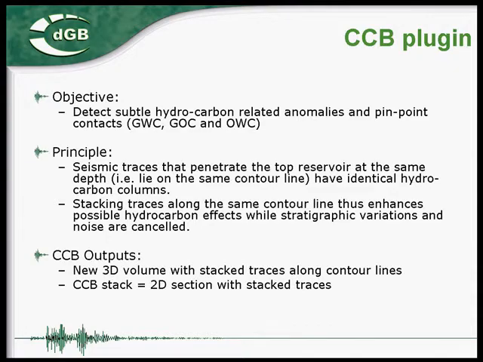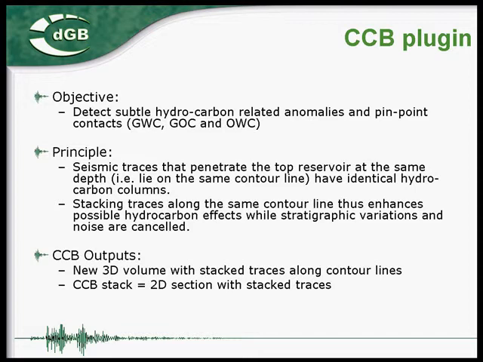to commercialize the technology. CCB is used to detect subtle hydrocarbon-related seismic anomalies and to pinpoint gas-water, gas-oil and oil-water contacts. CCB uses the power of stacking to enhance such anomalies. Consider a structure filled with hydrocarbons. All traces that penetrate the reservoir at the same depth will in principle have the same hydrocarbon column length. In other words, for these traces, the imprint of any hydrocarbon-related effect on the seismic response should be similar. Such traces are located along the same depth contour line.